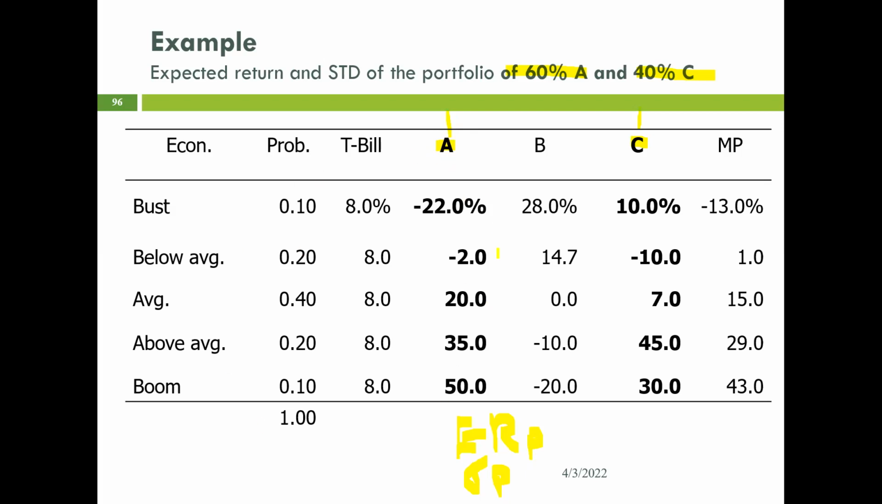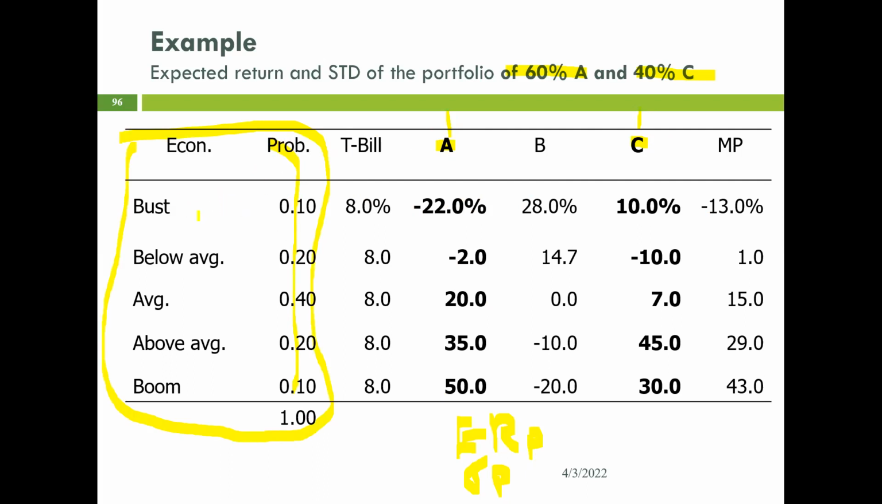This is the probability distribution. Those are the probabilities. So this is the probability distribution for stock A, and for stock C, treasury bill, and market portfolio, the economy is the same. This is the economic situation.